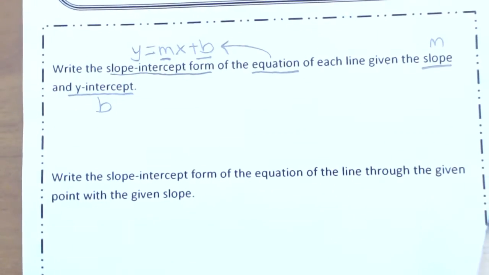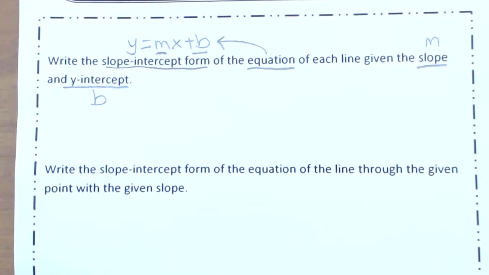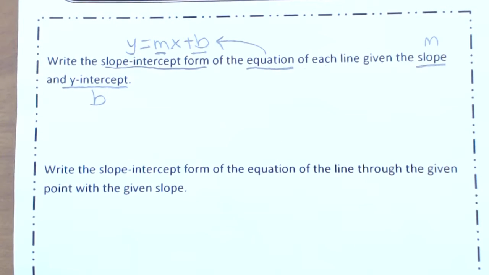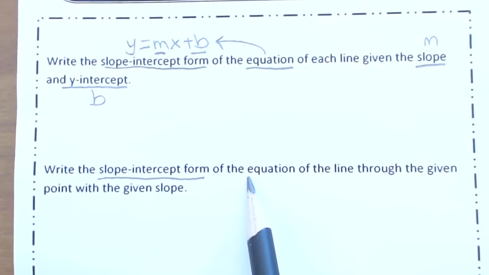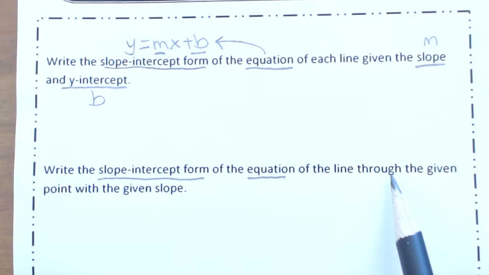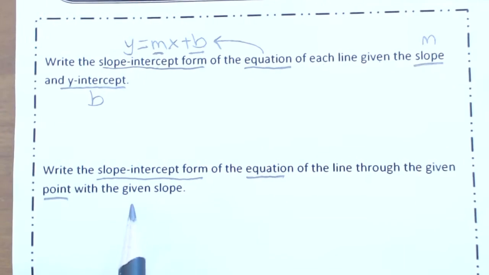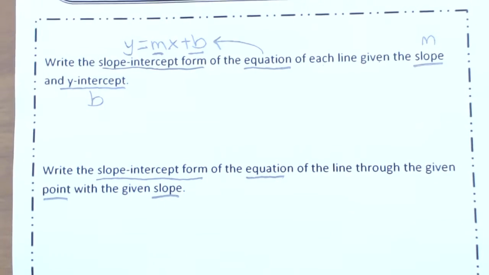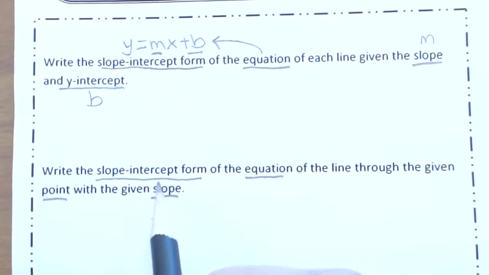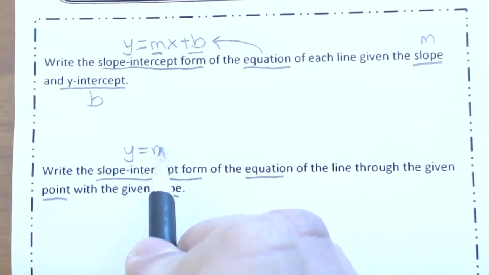Let's come to another set of directions. Write the slope-intercept form of the equation of the line through the given point with the given slope. I just read it. I'm going to reread it now. Write the slope-intercept form of the equation of the line through the given point with the given slope. Okay, so first I underlined slope-intercept form, right? Y equals mx plus b again.